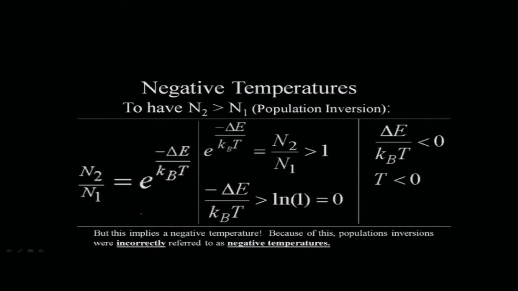In fact, if we look at it carefully, what we find is that to achieve the population inversion for a 2-level system, it implies a negative temperature, as we show here. Because of these, population inversions were incorrectly referred to as negative temperatures, and that was the reason why lasers were considered to be something which will not be possible when Meinmann initially approached the problem. So, this was one of the reasons why lasers were thought of as an impossible scenario even after the masers were discovered.